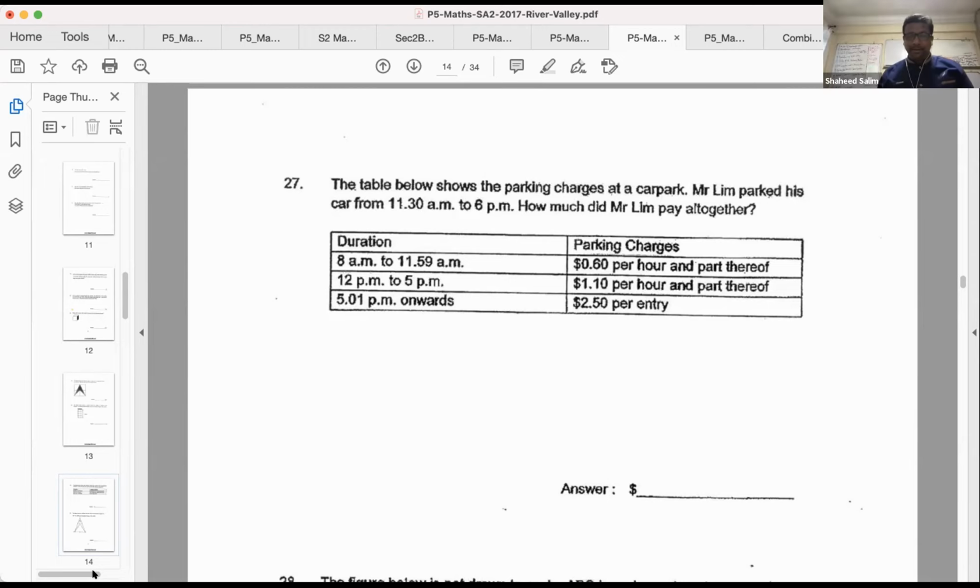Okay, very good battery. Since your battery is very good, you try now to focus on this one. See, can you give us the answer?